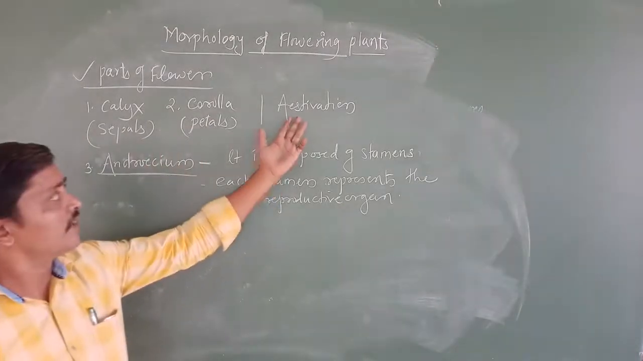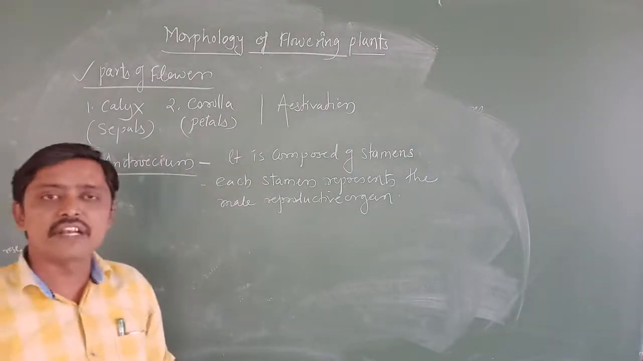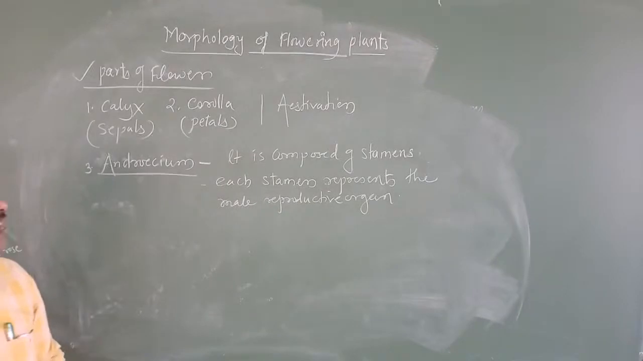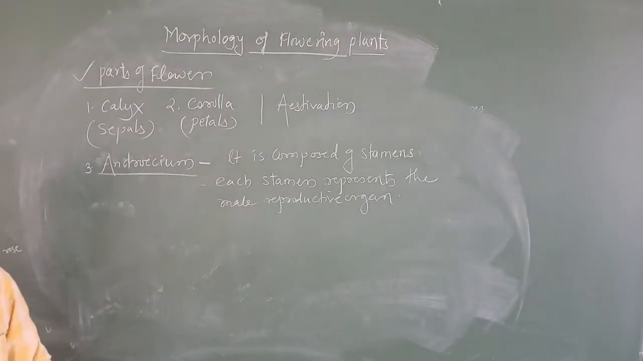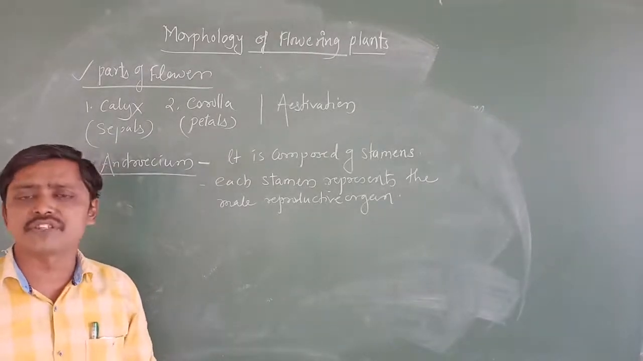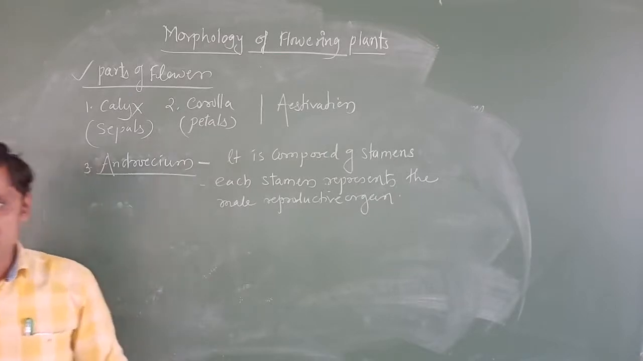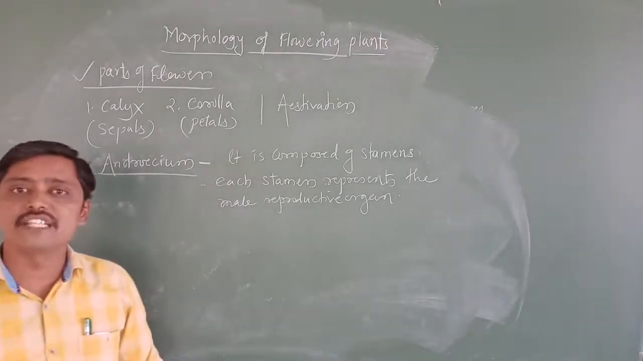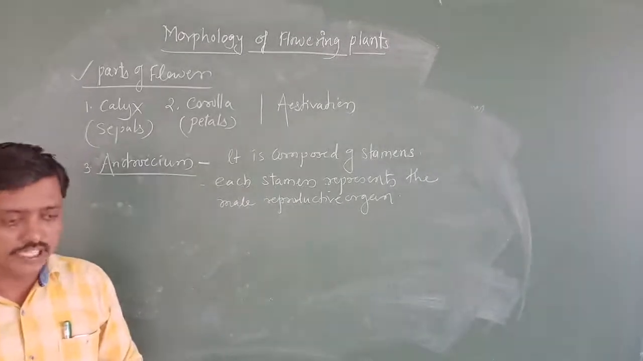Next, we studied aestivation: the definition of aestivation and the different kinds of aestivation, which I told you is a very important question for 5 marks. Write the definition of aestivation and the different types: valvate aestivation, twisted aestivation, imbricate aestivation, vexillary aestivation, etc. And for each, give an example.